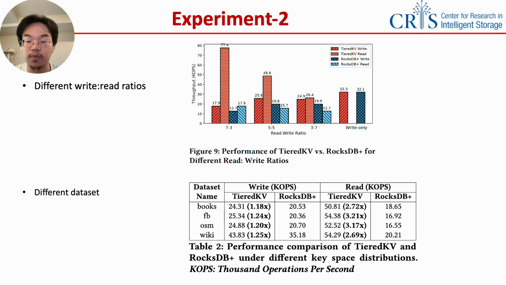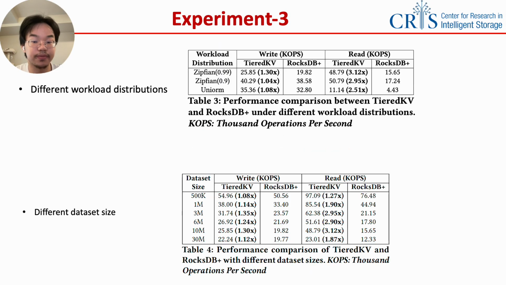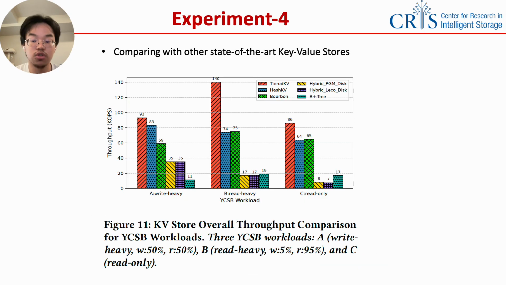We also did other experiments with different write and read ratios, and also used different datasets, like the ones in the table. They are generated from SOSD, which contains some skewed datasets and is used for benchmarking learned indexes. We also benchmark our design using different workload distributions and different dataset sizes. And we also compare with other state-of-the-art key-value stores, including HashKV, Bourbon, the B+tree, and also some existing work on on-storage learned indexes.